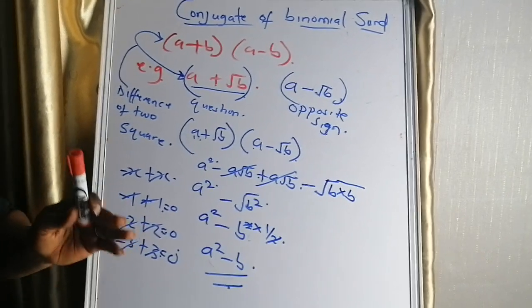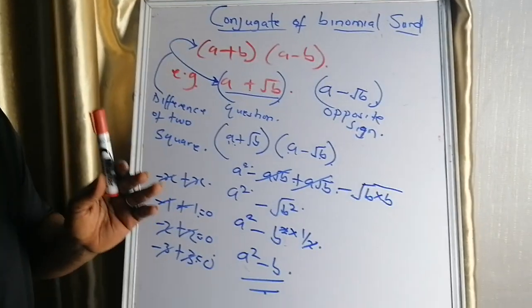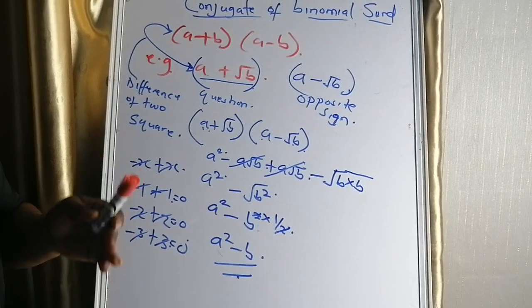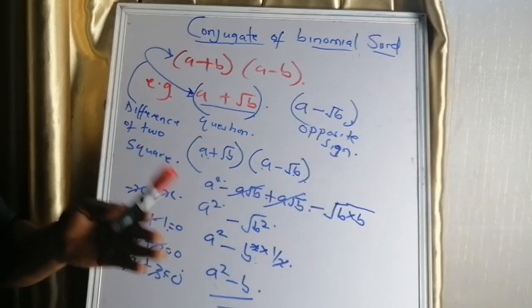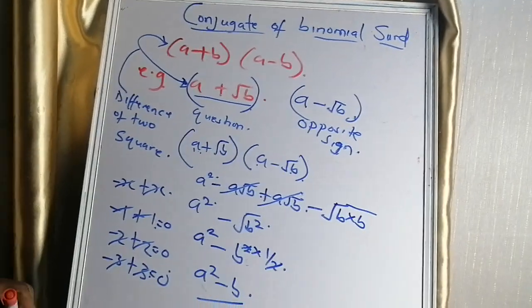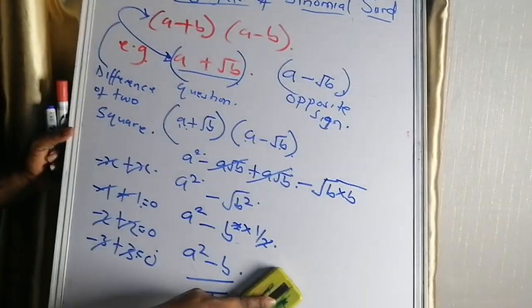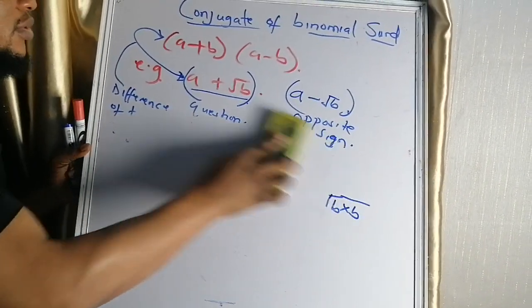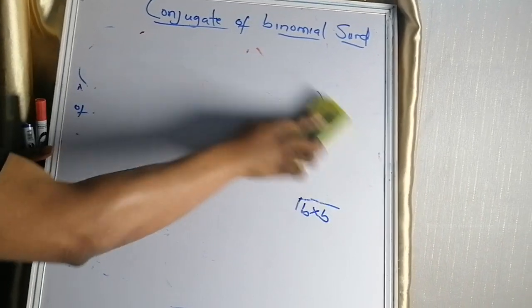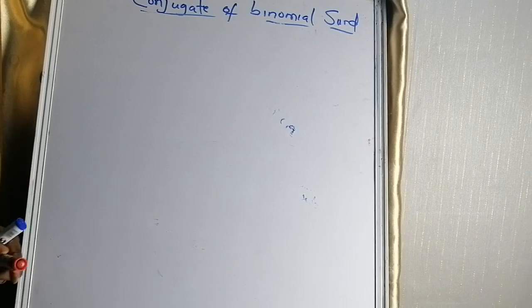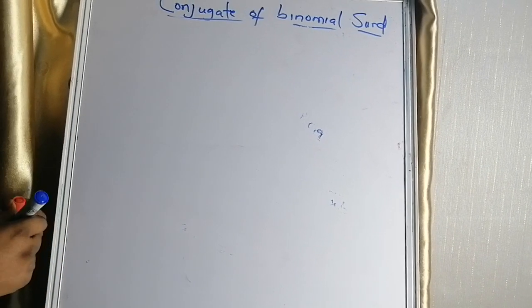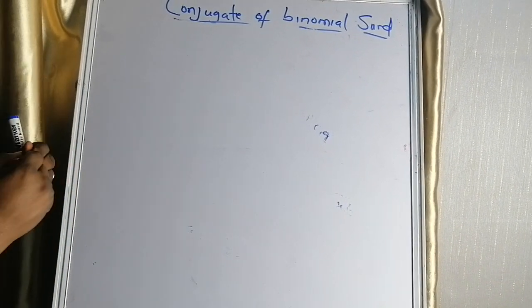If your question says a minus root b, it means the opposite, which is the conjugate, is a plus root b. Okay, let me give an example. Let me just use an example so that you can understand what I'm trying to say here. It's very simple. Just follow the example, and we will still solve as many questions as possible.